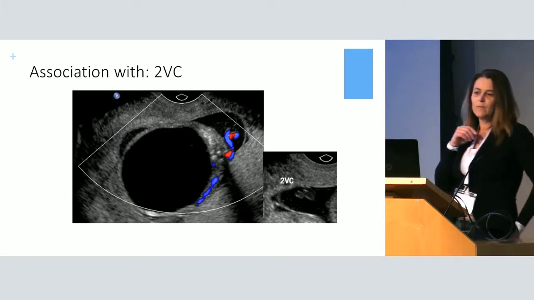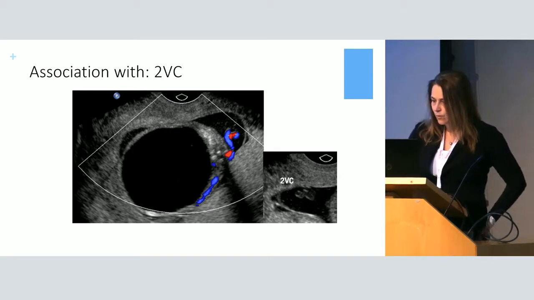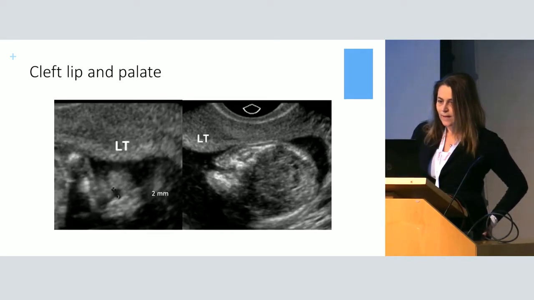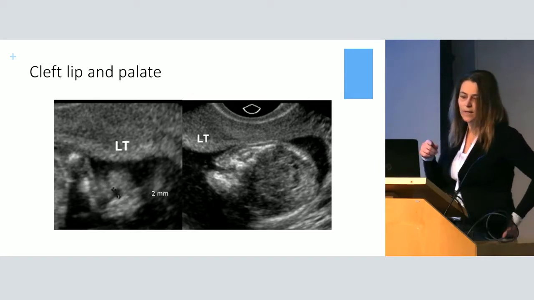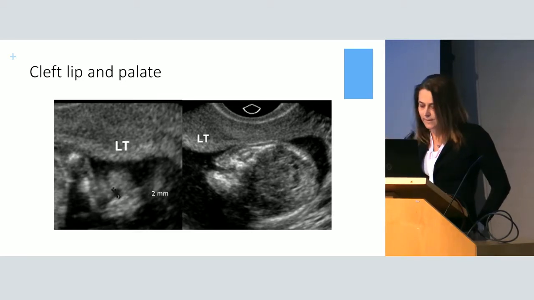We saw other associated malformations. We saw a 2-vessel cord, confirmed also in the transverse view of the cord and not only around the bladder. And looking at the face and the brain, we saw a cleft lip and palate. It was more on the left side.